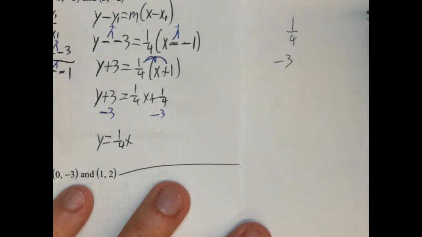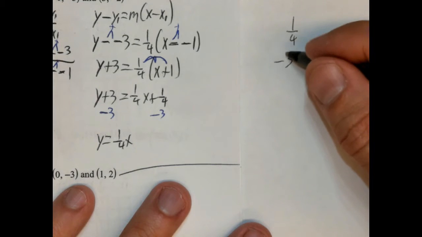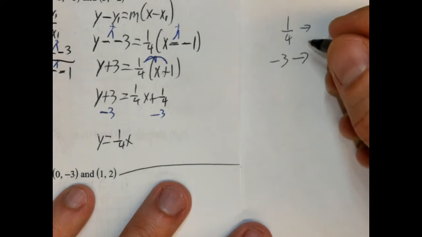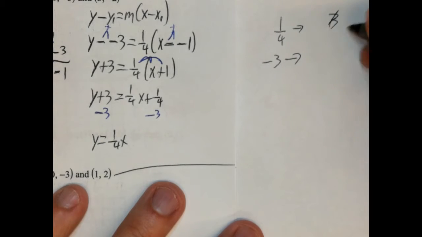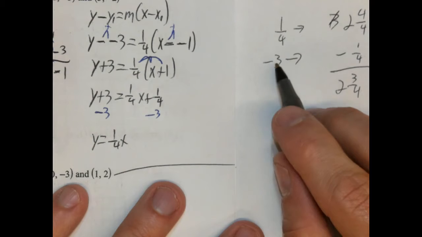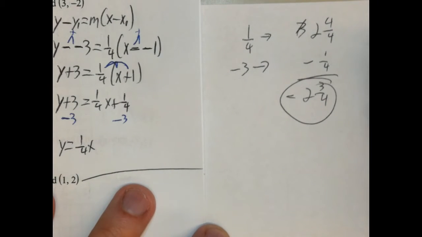minus 3. So what I would do is I would actually change this to 2 4/4. I'm also going to just rewrite it because I know it's going to be negative, but I'm going to do the big minus small. So I'm going to write 2 4/4 minus 1/4. And I'm going to get 2 3/4. However, it's going to be negative because the larger one is negative, so we take the sign of the larger number. So it would be negative 2 3/4.